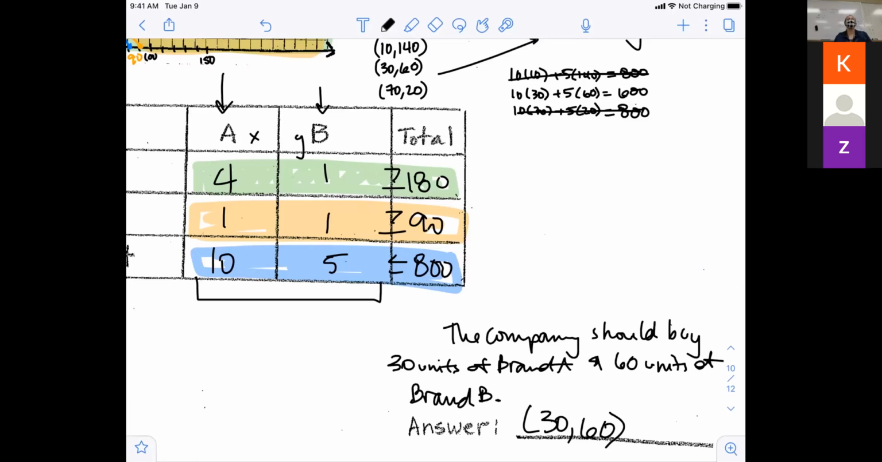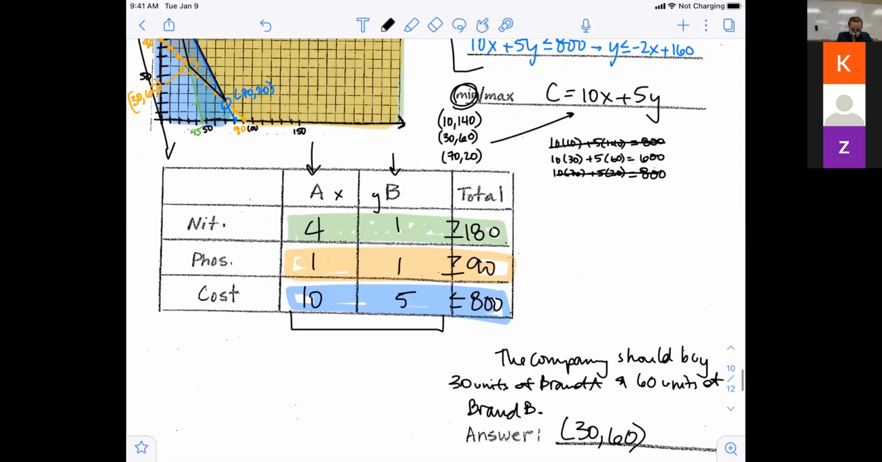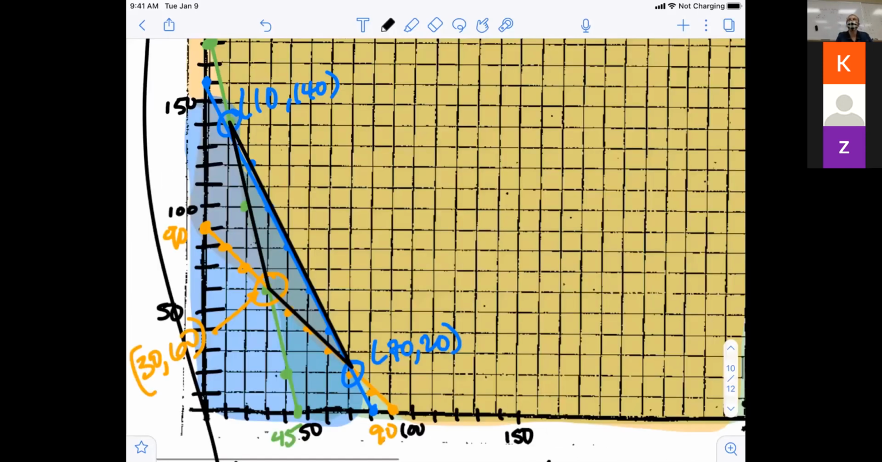I don't want you to turn your paper over yet, but that's it. The one problem that we might have, and we're going to just do it to check our work, just to practice it, is what if we don't have a nice pretty graph and you don't see the points 10, 140, 70, 20, and 30, 60? If that happens, we're going to have to do an extra step of substitution.